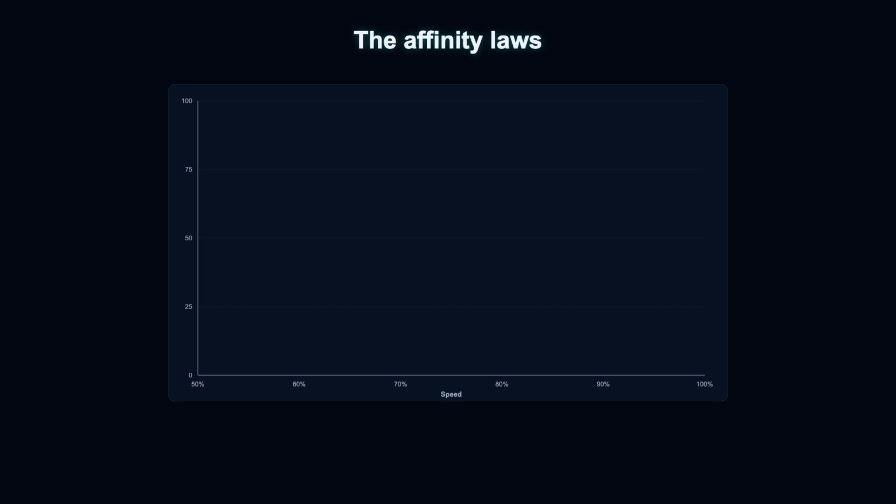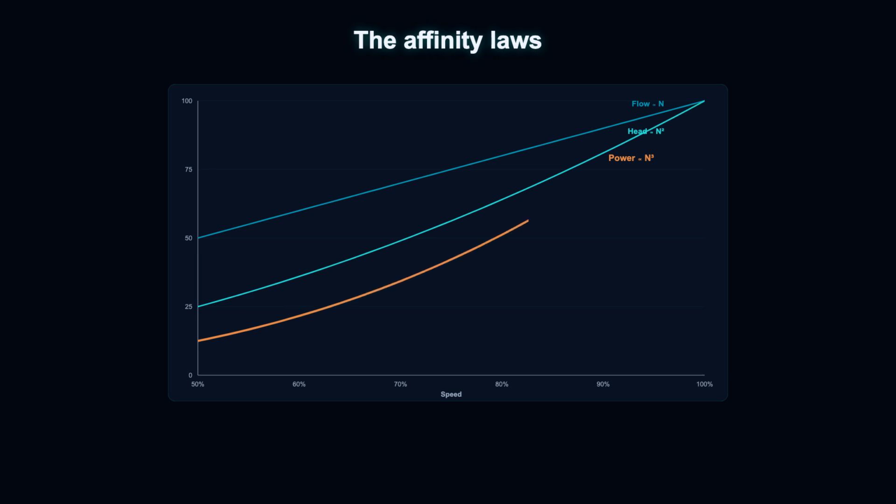Here come the Affinity Laws, and they are almost magic. When you change the speed of a centrifugal pump, three things change together. The flow changes in direct proportion to the speed, the head with the square of the speed, and the power, watch this, with the cube of the speed. The cube. Look at the orange curve. If you drop the speed to 80%, the flow drops to 80, the head to 64, but the power drops to 51%. A small reduction in speed, an enormous reduction in energy. That is the magic of the drive.